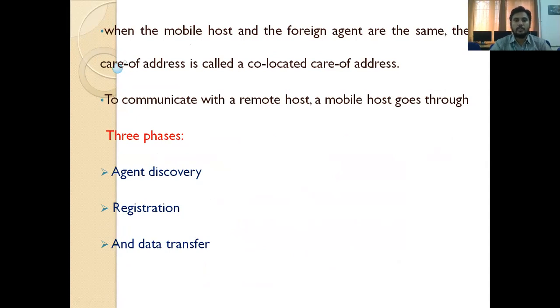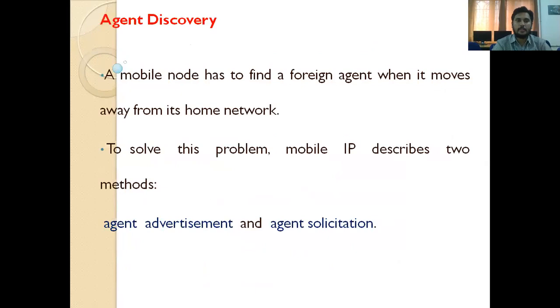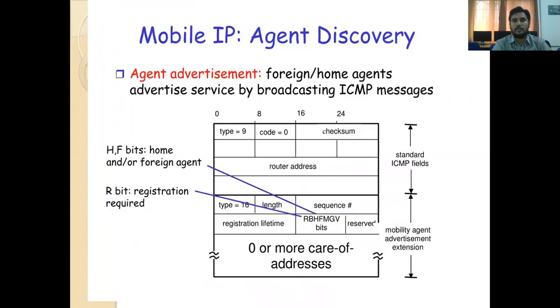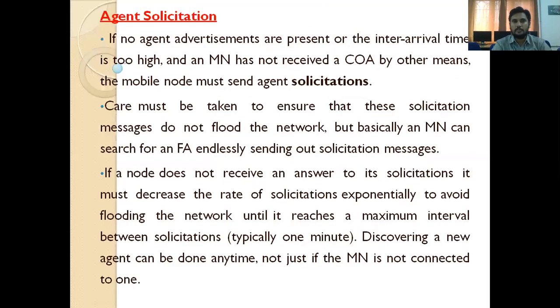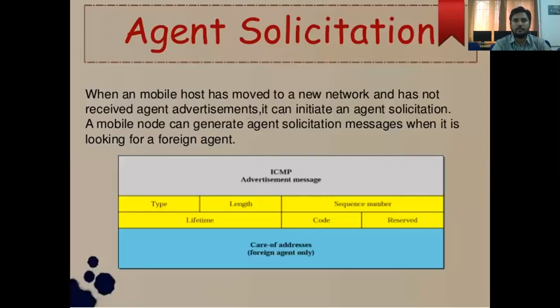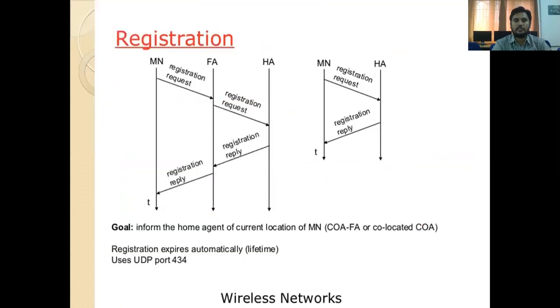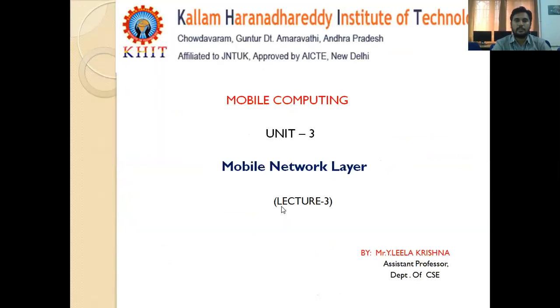Coming to registration, there are also two ways for the agent. After the discovery of the agent, agent registration is started. The registration goes from the mobile node to the foreign agent to the home agent. In this way, registration is done, through a registration request and a registration reply. Thereafter, the data transfer is done.